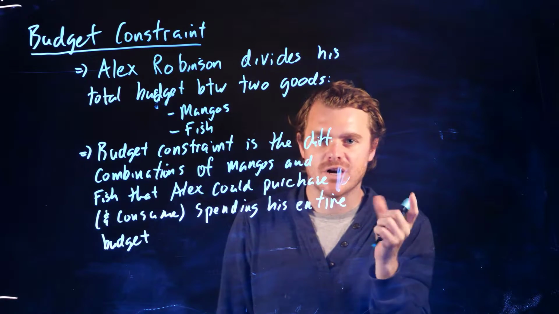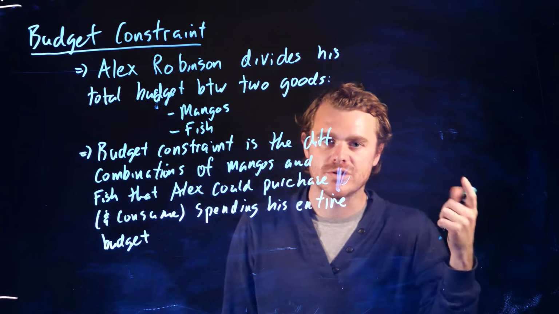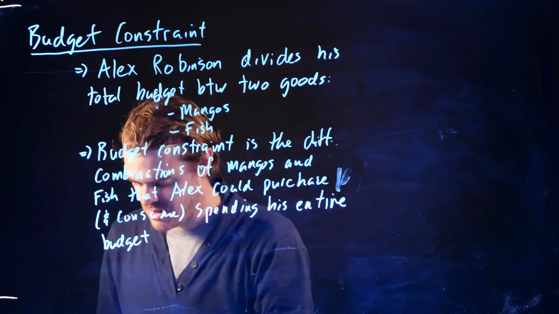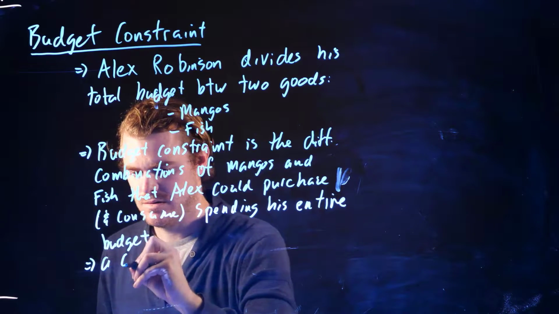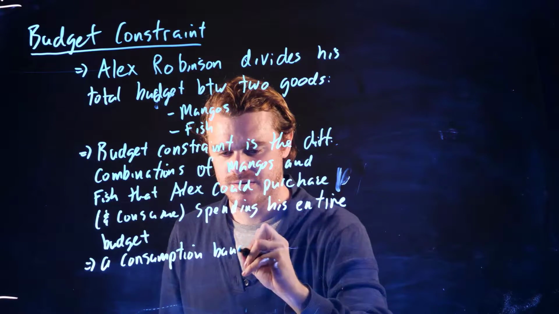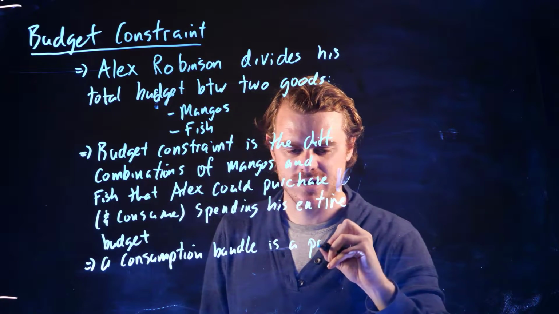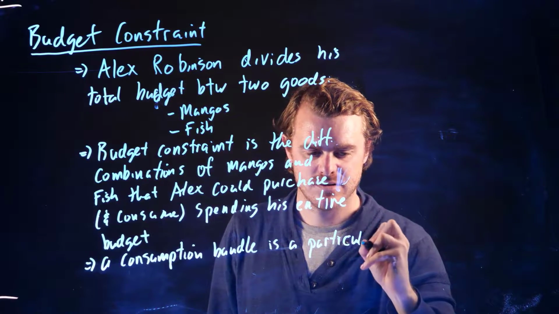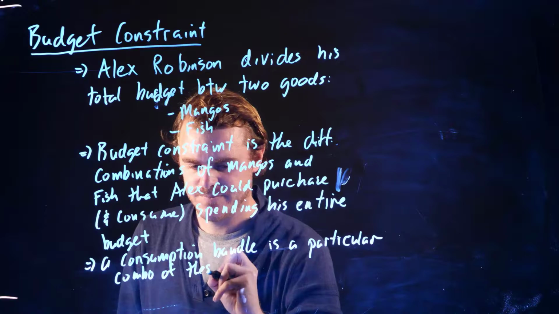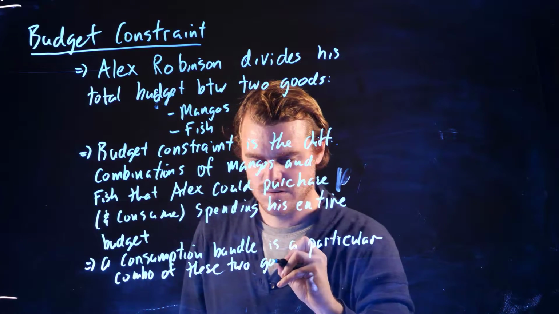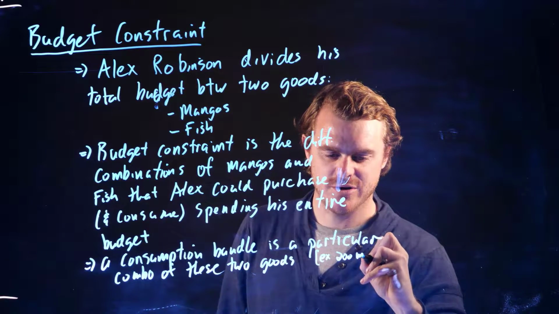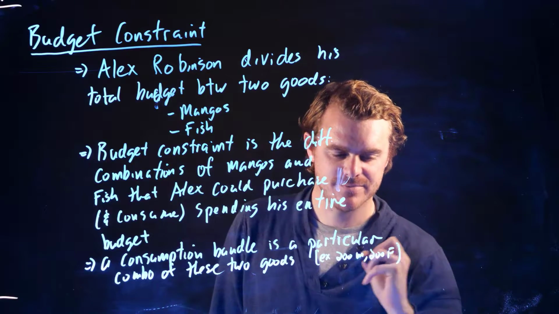And we're going to call these different combinations of fish and mangoes, or whatever two goods we're looking at, consumption bundles. So a consumption bundle is a particular combination of these two goods. So for example, like 200 mangoes and 200 fish, something like that.